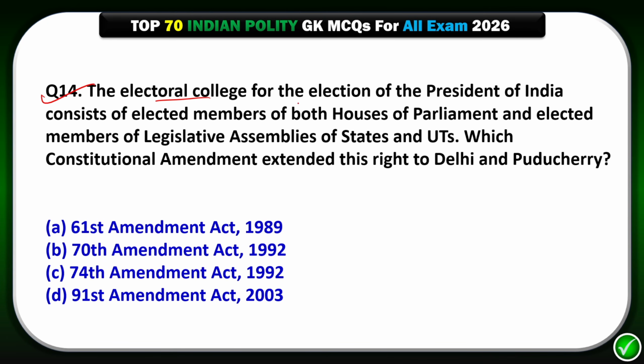14. The Electoral College for the election of the President of India consists of elected members of both houses of parliament and elected members of legislative assemblies of states and UTs. Which constitutional amendment extended this right to Delhi and Puducherry? Option number B. 70th Amendment Act 1992.